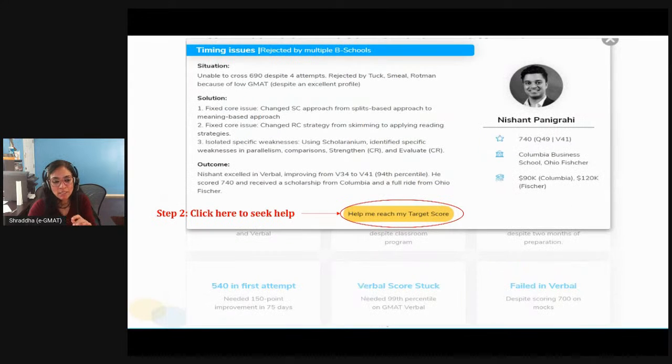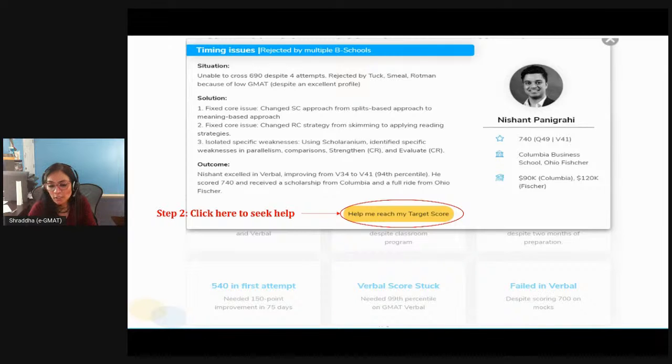When you click on that button, a page opens up like this, and over here we have real case scenarios. These are real students who were in the same shoes as you are in today, but what solutions did they get from our experts? How did they work on it? And what results did they get through this one-on-one mentoring by eGMAT experts? And how it helped them achieve where they wanted to go. So definitely make use of this. At the bottom of the page, you will see help me reach my target score.